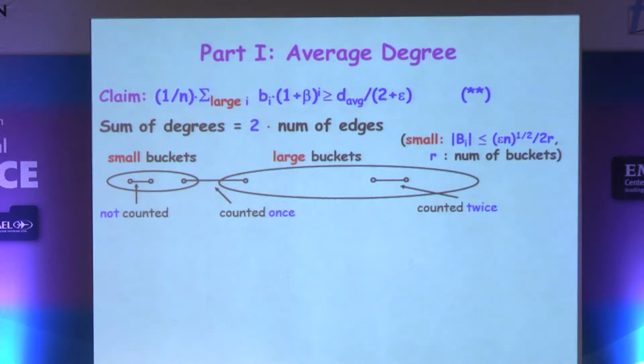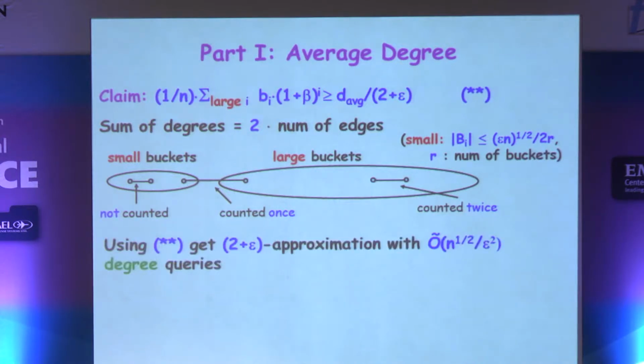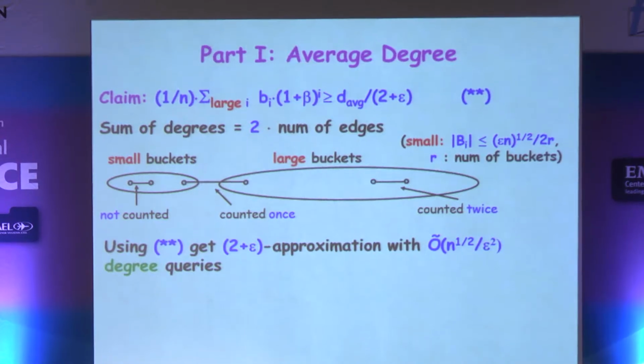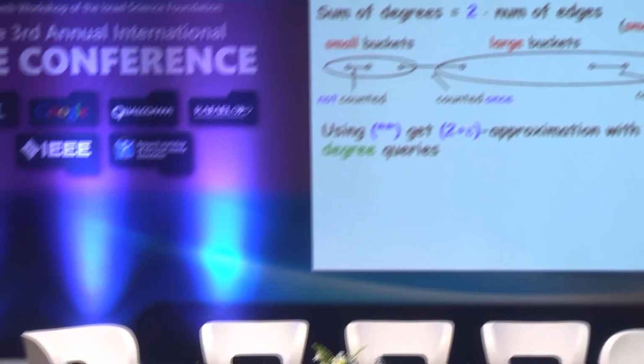But now if we look at this summation, it gives us roughly a 2 plus epsilon approximation using square root of n over epsilon squared degree queries. So where's the source of the error? Where's the epsilon and where's the 2? The epsilon comes from the fact that we defined small buckets sufficiently small so that even if there's a clique among all of these vertices that belong to small buckets, there aren't that many edges. So the error contributed by those that are not counted at all is small. That's the epsilon.